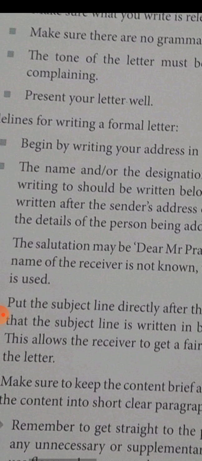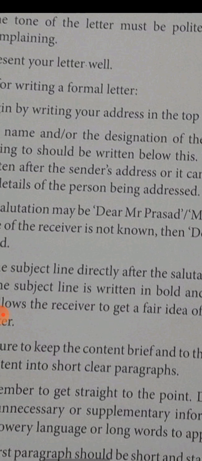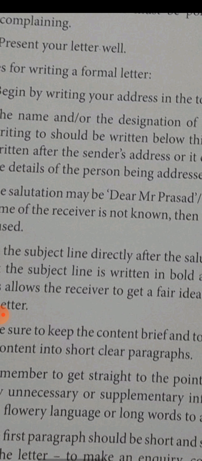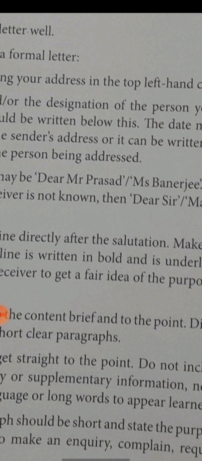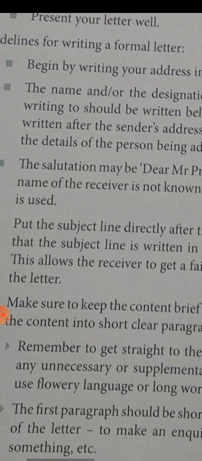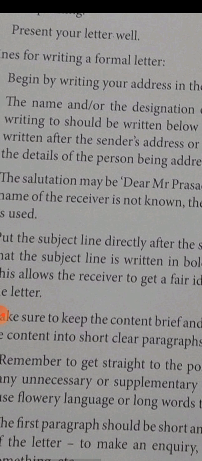Guidelines for writing a formal letter. So, begin by writing your address on the top left hand corner. So, on the top left, you write your address. The name and or the designation of the person you are writing to should be written below this. The date may be written after the sender's address, or it can be written after the details of the person being addressed. So you have to write the date below your address, and then you have to write the designation of the person to whom you are writing the letter. Designation means the post of that person to whom you are writing the letter.